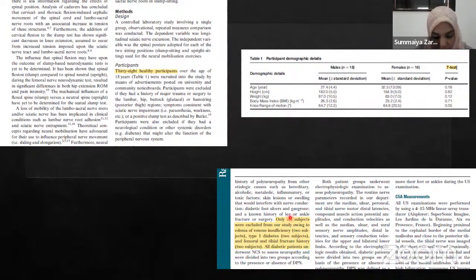If you see here, this is a very good study published in a Radiology Journal actually. See how they have distinctively mentioned the dropouts. Only 6 subjects were excluded from the study. I don't remember the sample size now. Owing to edema of venous insufficiency, 2 were excluded. 2 had type 1 diabetes mellitus, and 2 had femoral and tibial fracture history. So 6 subjects were excluded. Very good, very nice. Okay, so this is how you report it, simple.